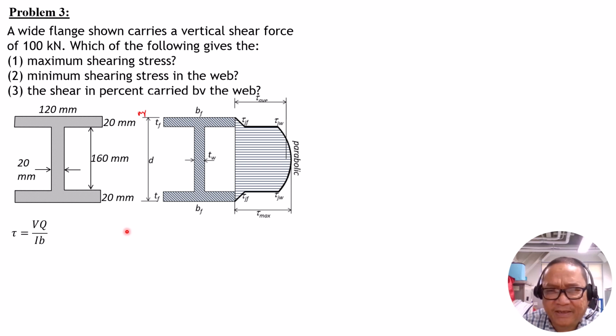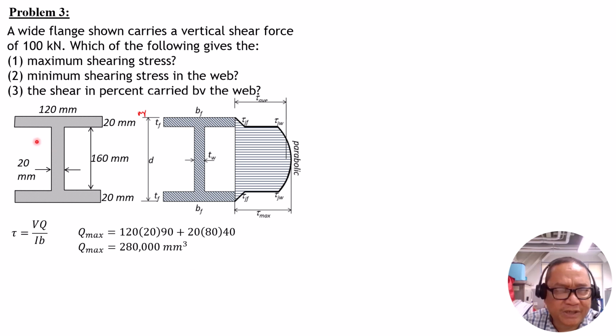The moment of the maximum Q is 120 times 20 times quantity 10 plus 80, so 90, then plus 20 times 80 times 40, the moment of this area in the web. So Qmax is equal to 280,000 mm cube.